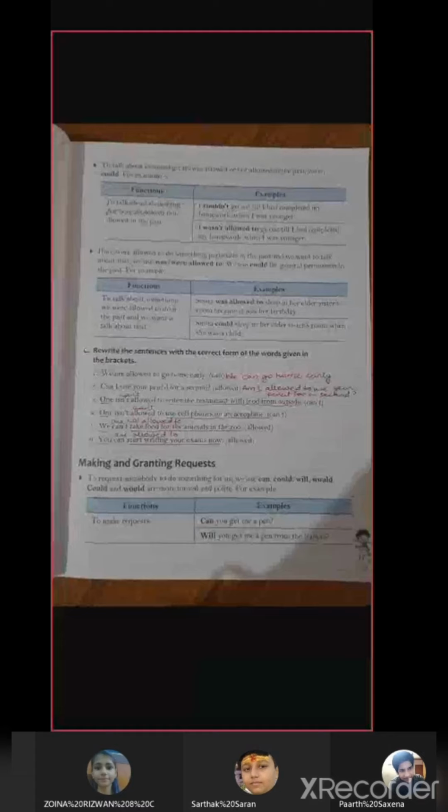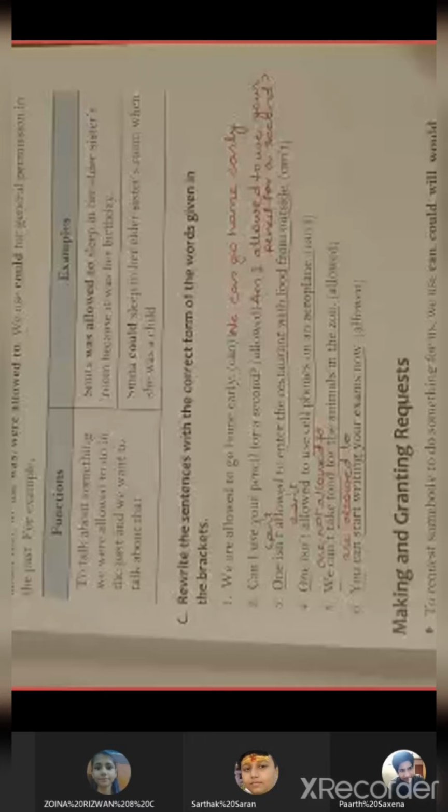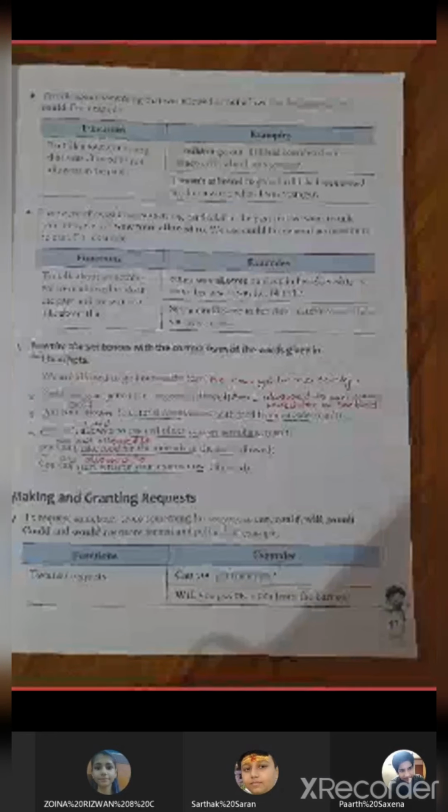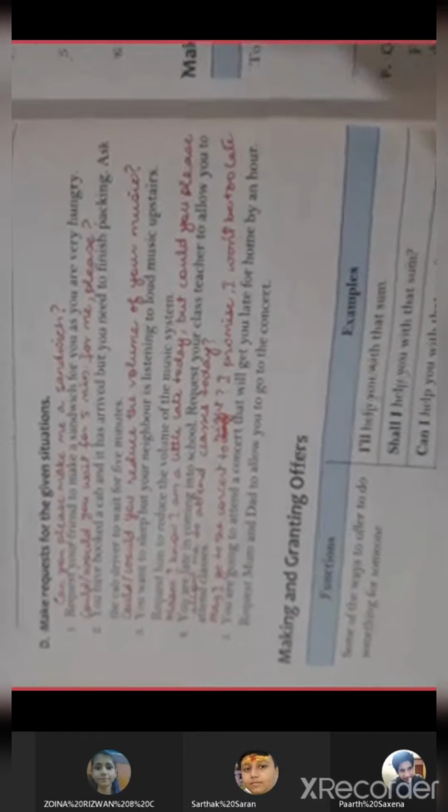Can you get me a pen? Will you get me a pen from the bureau? So, all these words are used at that time. Then we come on to the next page. To make formal requests, could you hand me a pen? Would you give me a glass of water? Now, when you're talking to elders, could and would are more formal and are used.